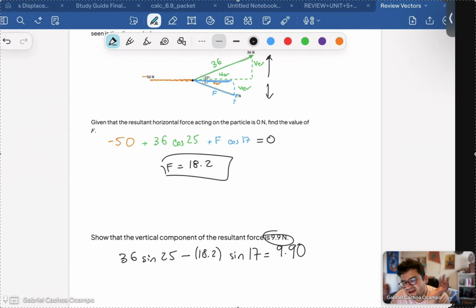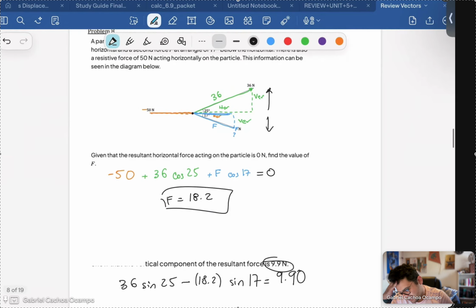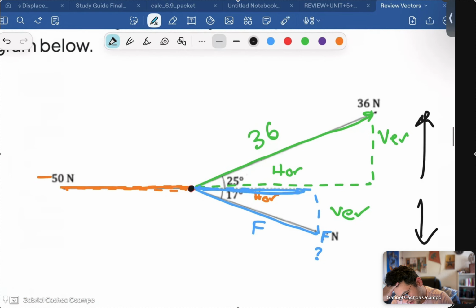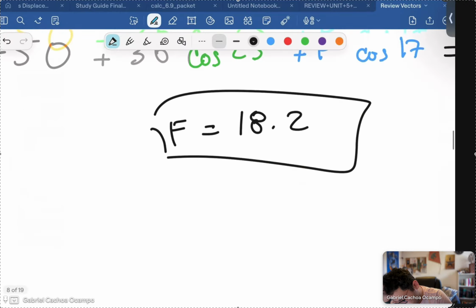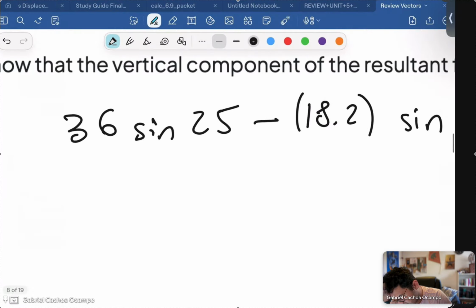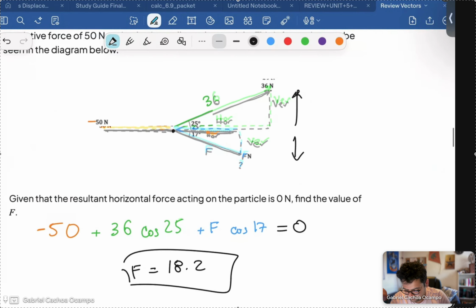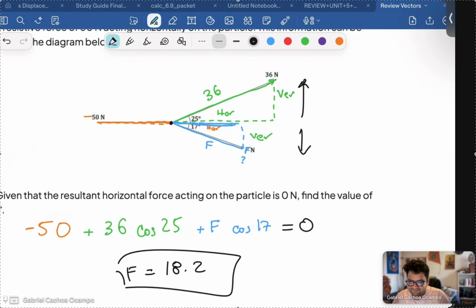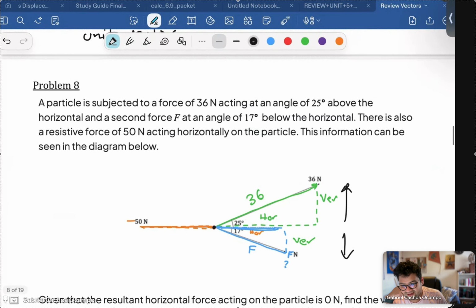But the big idea that you need to take from this problem is that when you have a diagram of forces, you can decompose each force into its vertical and horizontal components. When you want the horizontal components, you can add them all up, and when you want the vertical components, you can add them all up. Like this orange force, I did not mention it, but it is not bringing any vertical component to the equation. Well, yeah, that's it. Problem 8. Woo!